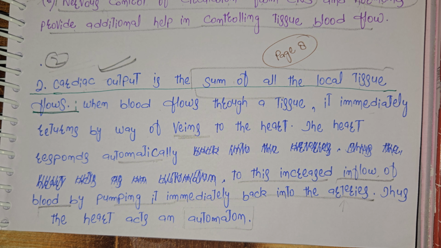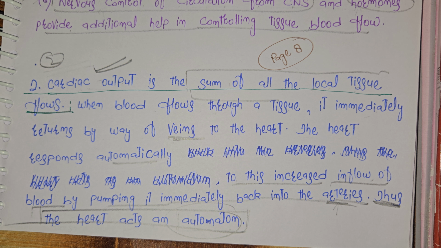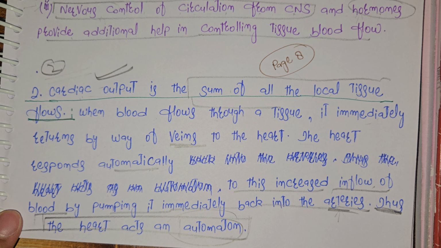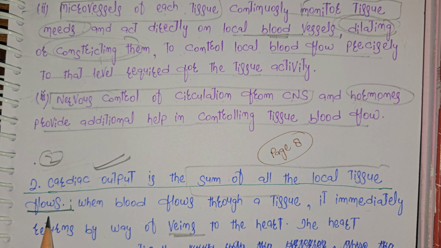Now the blood is coming to the heart, there is an increased blood flow to the heart. The heart responds automatically by sending this blood back to the arteries. Thus, the heart acts as an automaton. It automatically responds to the increased inflow of blood by sending it back to the arteries. So the basic principle number two is that cardiac output is the sum of all the local tissue flows.